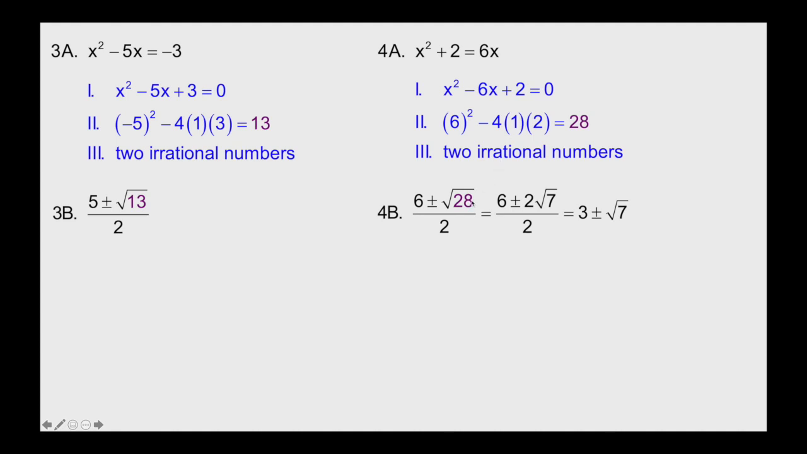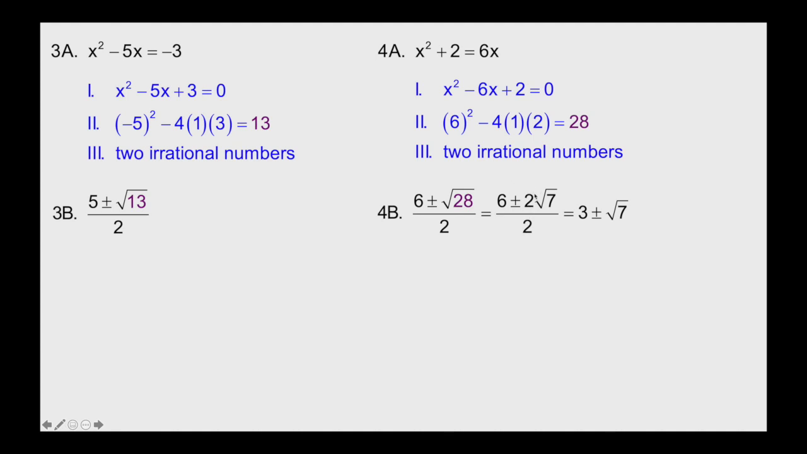Now from here, the square root of 28 does break down to 2 root 7. So now I can take this and simplify one more time. 6 divided by 2 gives me 3. 2 root 7 divided by 2 gives me root 7. Keeping in mind that if it only simplified for these two, we couldn't simplify.